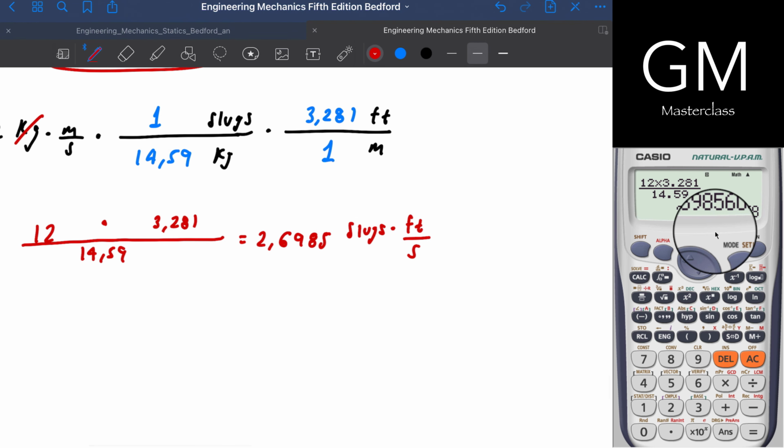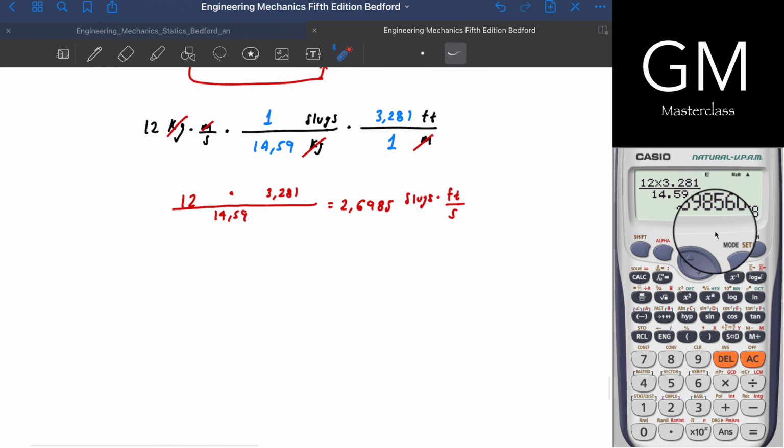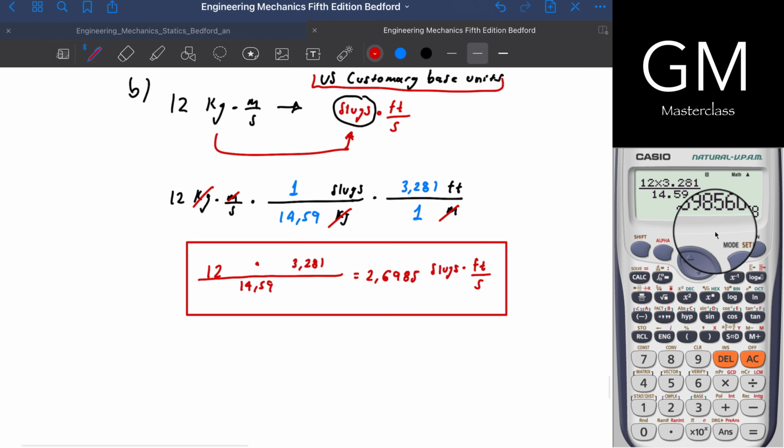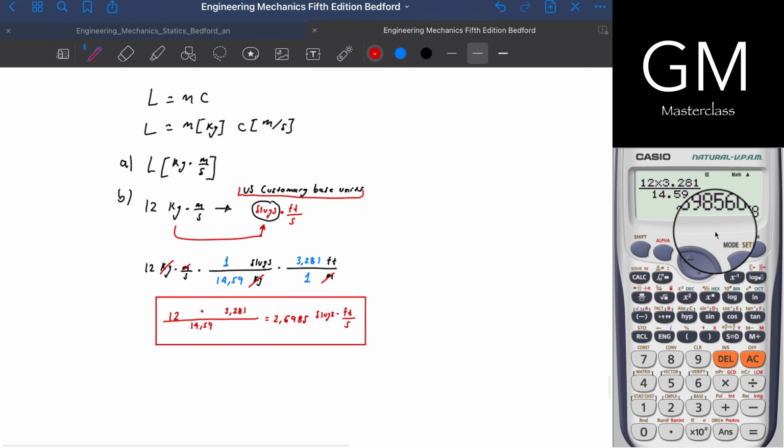Why is that? Because I eliminate here the kilograms, here the meters, and here I have slugs times feet divided by seconds. And this is the final answer for the second part of the exercise. And that's how, guys, you can solve this exercise.